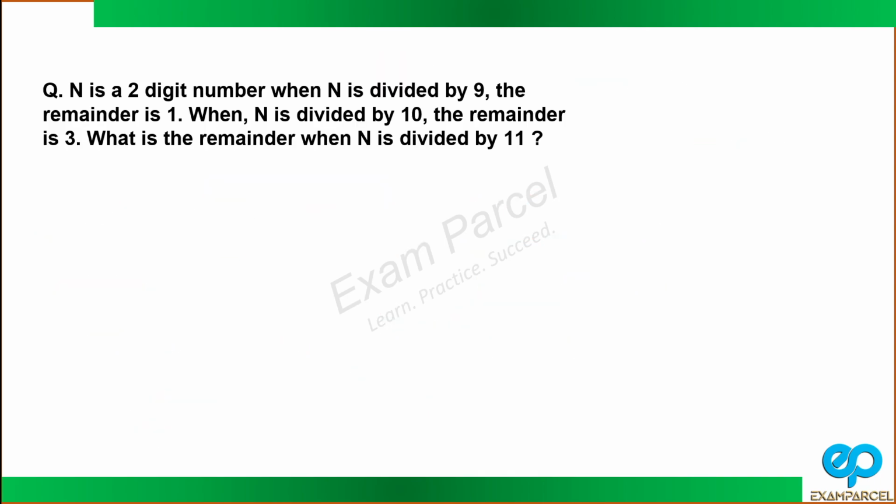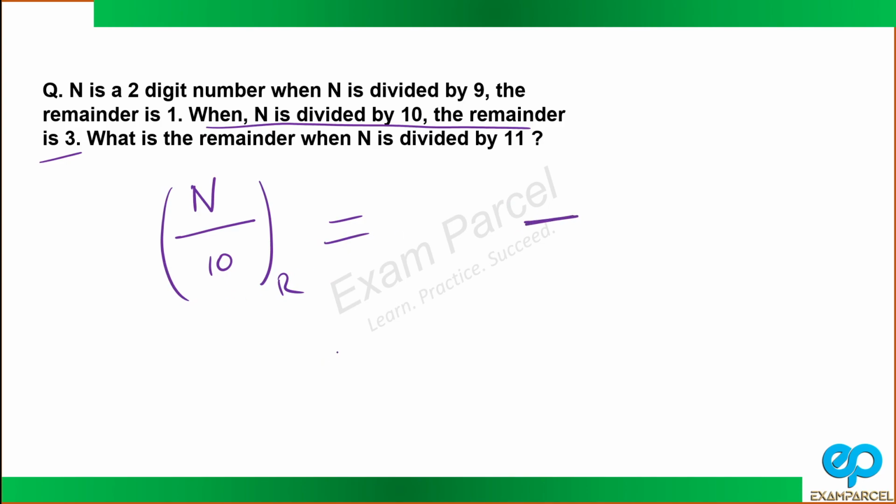N is a 2-digit number. When n is divided by 9, the remainder is 1. When n is divided by 10, the remainder is 3. What is the remainder when n is divided by 11? Okay, now this second line is very important. Whenever I take a number n, I divide by 10 and I get a remainder. Actually, this remainder is nothing but the unit digit. This gives us the unit digit.